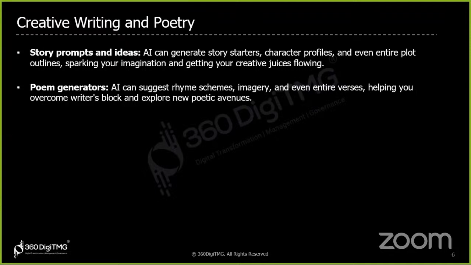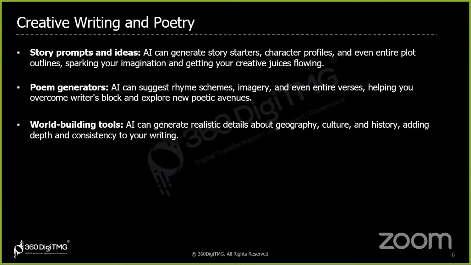So today we'll talk about creative writing and poetry. You can give story prompts and ideas. AI can basically generate character profiles, an entire plot outline. It can also spark your imagination, getting creative juices flowing, right? It can generate a complete new script from scratch. So if you're a story writer, a creative writer, writing the script of a movie, you can use Gen AI, right? Poem generators: AI can suggest rhyme schemes, imagery, entire verses, and also help you overcome your writer's block and explore new poetic avenues.